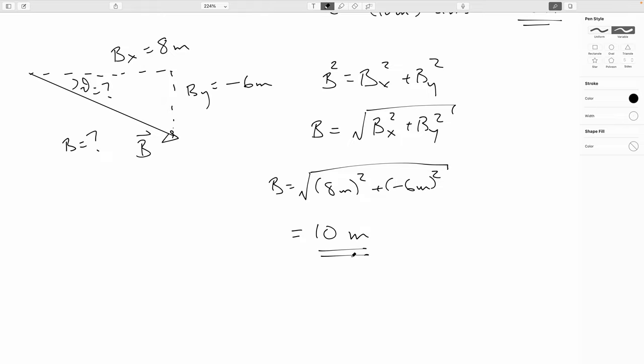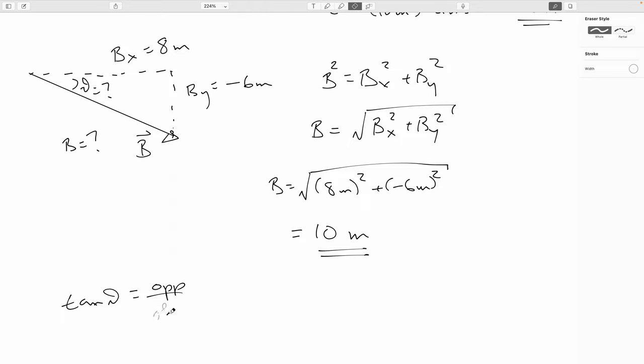Now, the way we get the direction is via the arctangent trick. So we can start by saying that the tangent of theta is the opposite over the adjacent. And again, remember, this is really living in quadrant 4, but mathematically we want to force everything into quadrant 1 to make sure that our calculators love us.